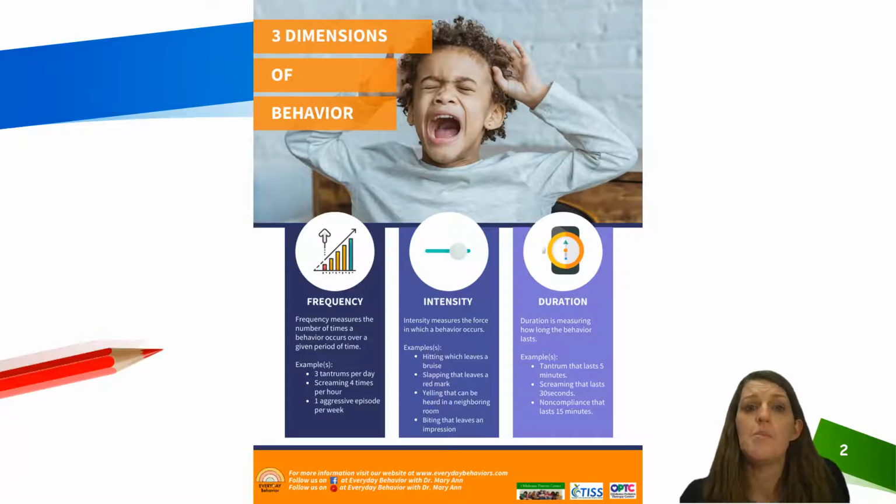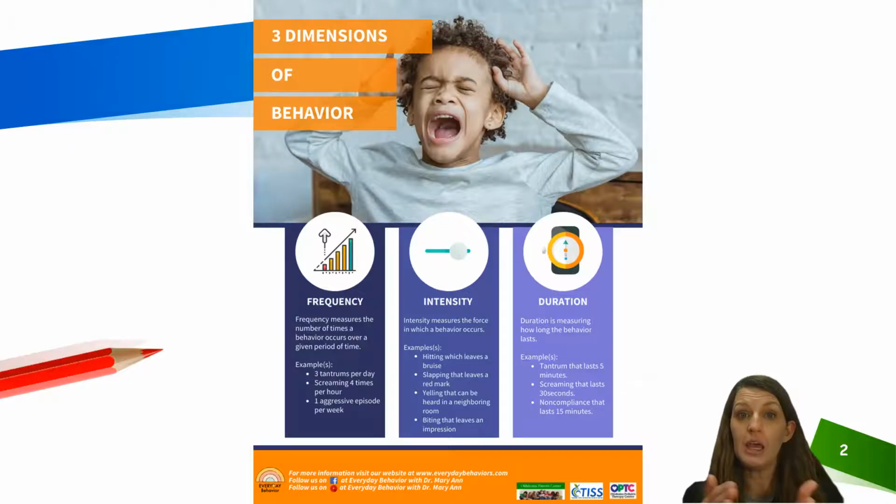So frequency measures the number of times the behavior occurs in a given period of time. So your examples are 3 times a day, 4 times an hour, or maybe 1 aggressive episode a week, maybe a major property destruction like breaking the TV or a gaming system once a month or once every 6 months. That's your frequency. Higher frequency behaviors that occur more often are easier to intervene on, and they're easier to assess because there are more opportunities to establish a pattern of behavior and to teach the child.